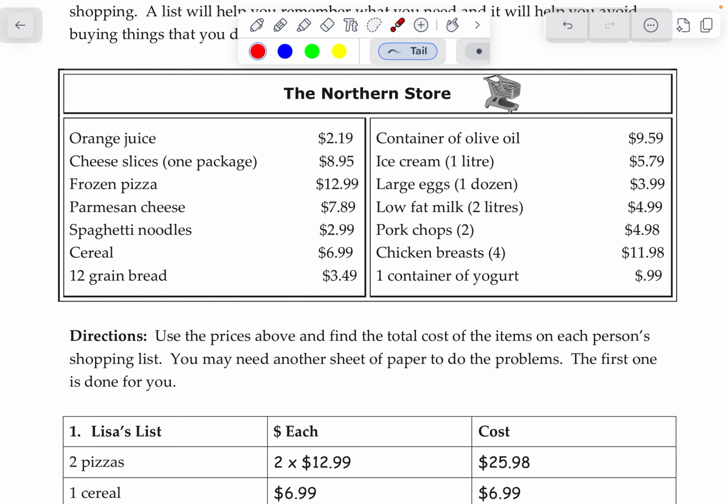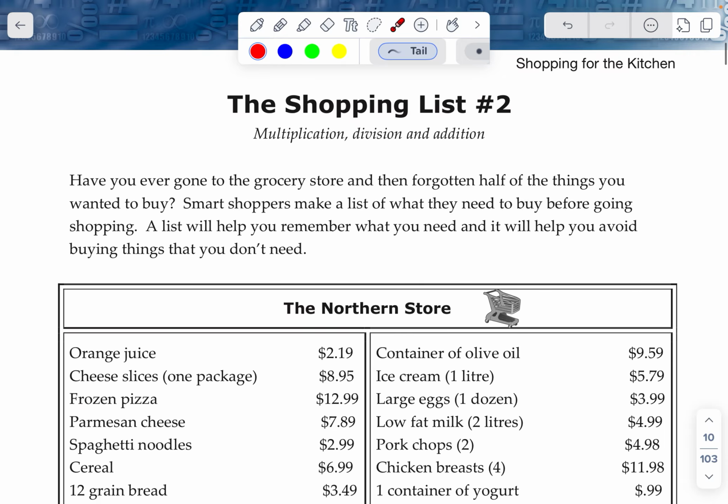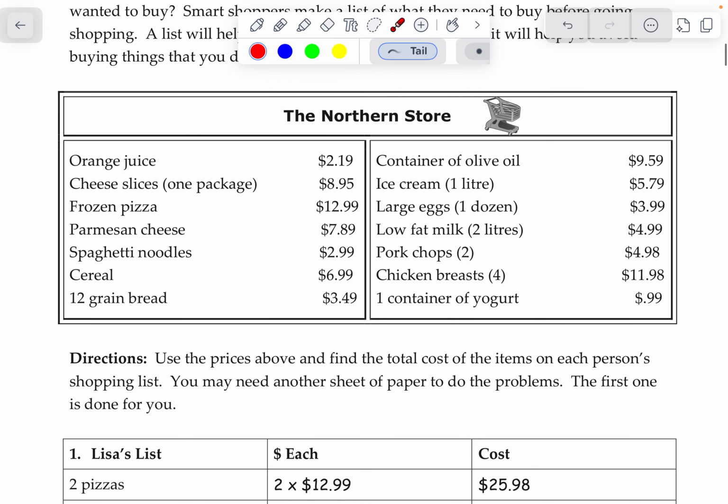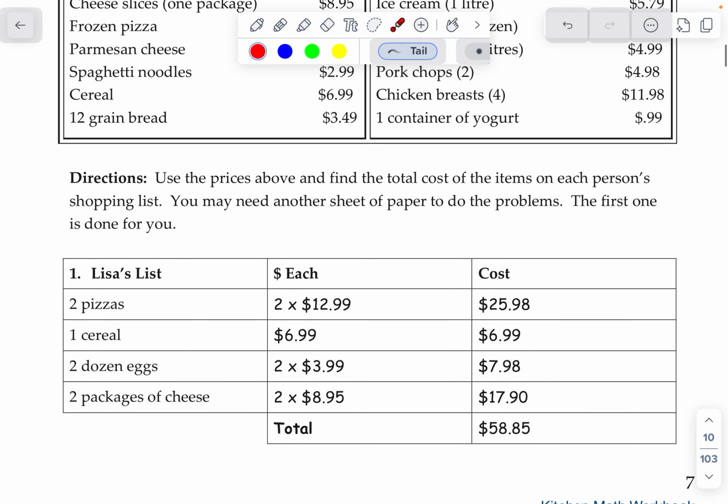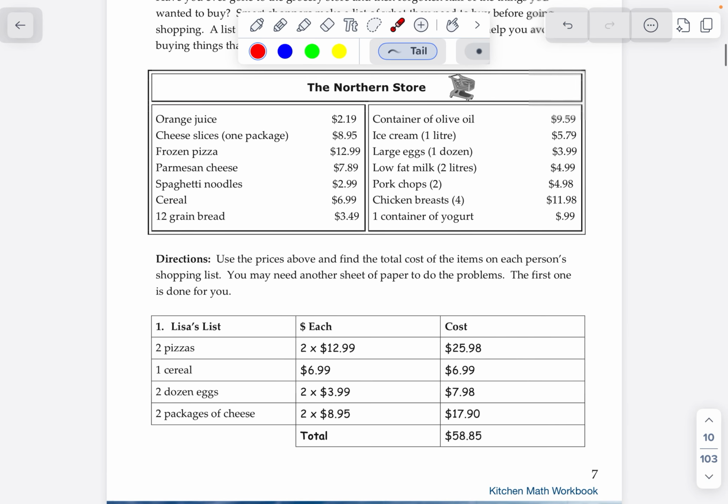So again, at the top of your paper, please write shopping list number 2. And the first problem is done. So let's look at Lisa's list and how they did it. There are 2 pizzas. So we're going to go up and find the cost for a pizza is $12.99. We're going to multiply it by 2 to get the total cost for the pizza. If you want to put into your calculator 2 times $12.99 and just write down the $25.98, fine.